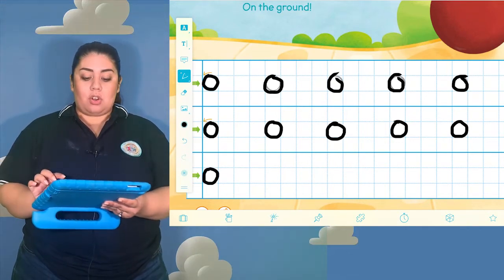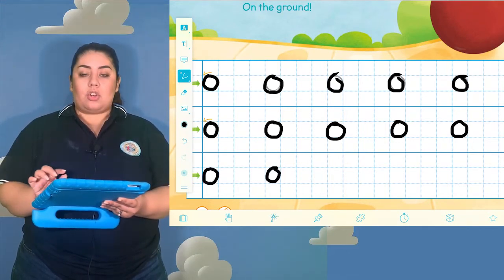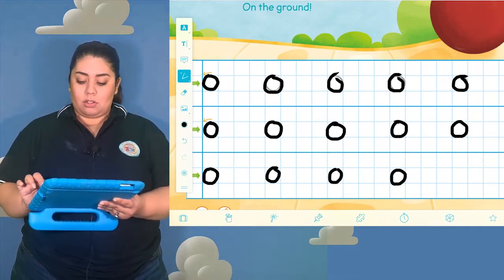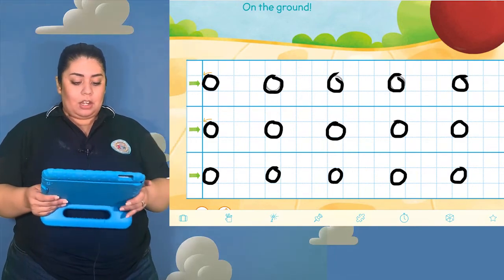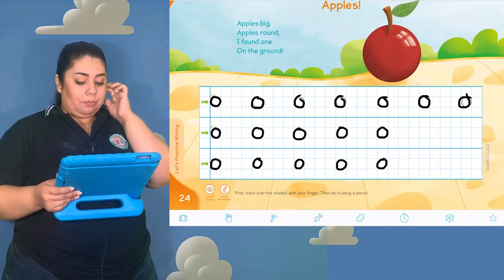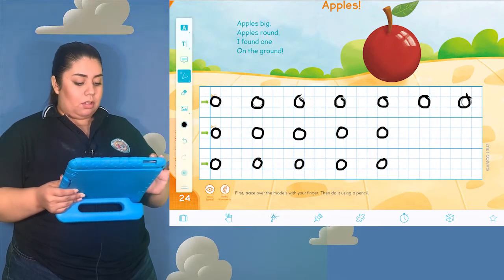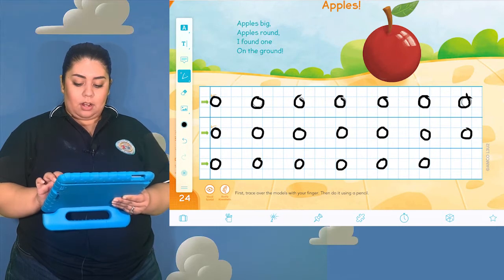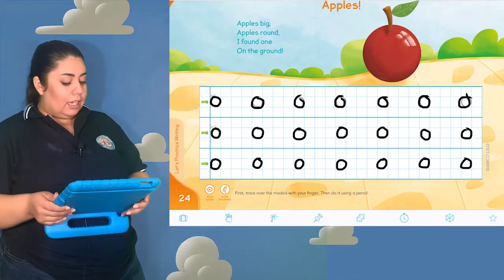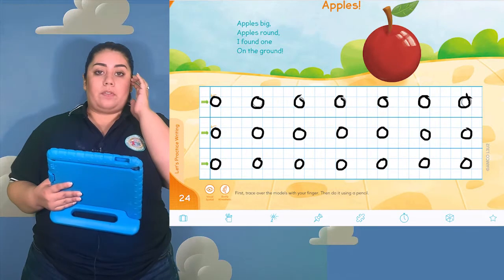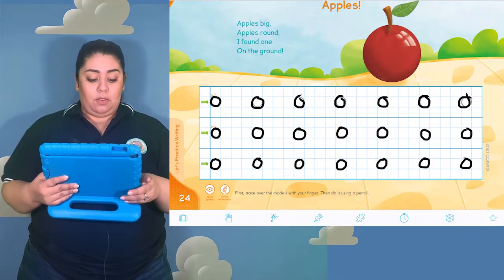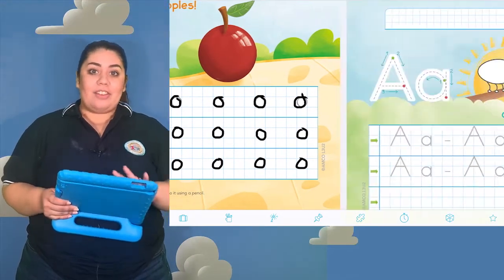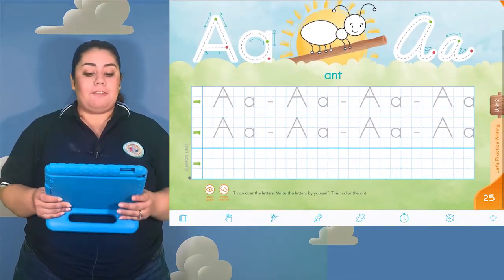And I do my circle over here, circle over here in one square. I don't use more than one square. And I finish with this. Oh no, I'm still missing some. Here and here, here and here. I didn't use more than one square for this. Okay, when you finish with this activity, we are going to move on to the other page, which is 25.